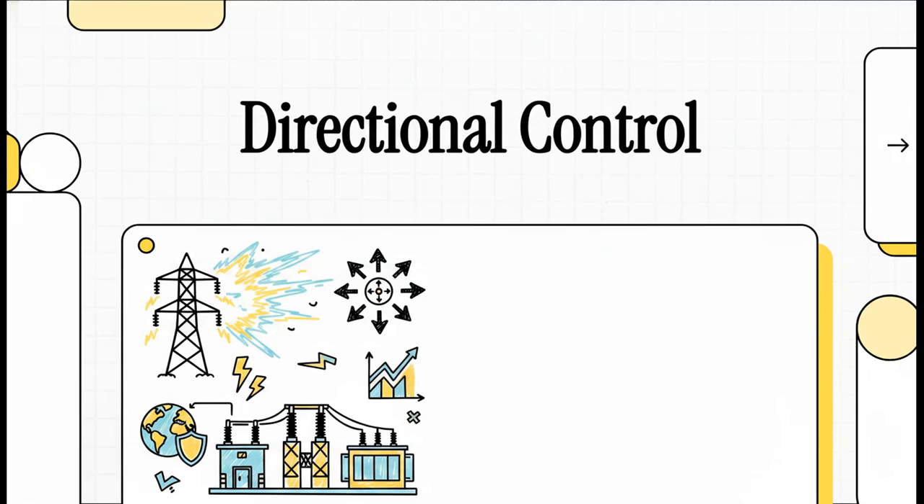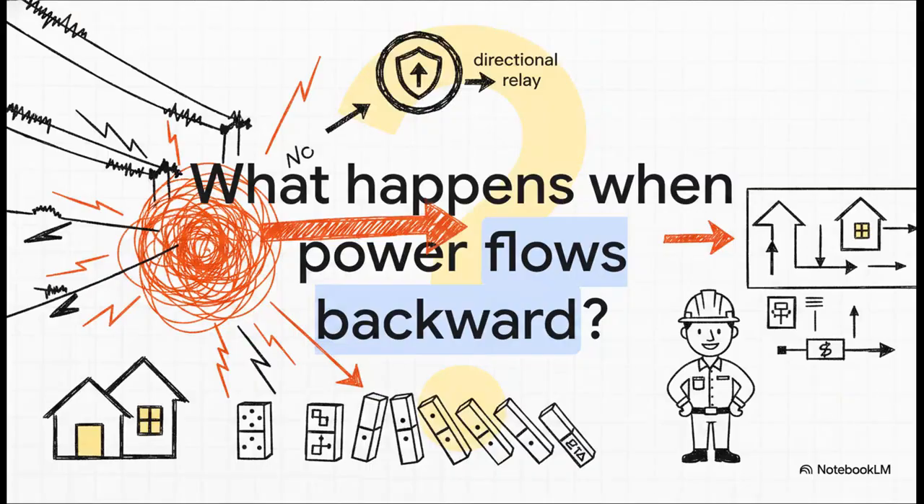Welcome to This Explainer. Today, we're tackling something that's highly technical, but honestly, genuinely fascinating: the intricate world of directional control in power systems. If you've ever wondered exactly how engineers manage to keep the lights on when massive, city-powering electrical faults strike the grid, well, you're in the right place. We're going to break down the mechanics, the vectors, and just the sheer genius engineering that goes into protecting our infrastructure. To kick things off, I want you to imagine a scenario.